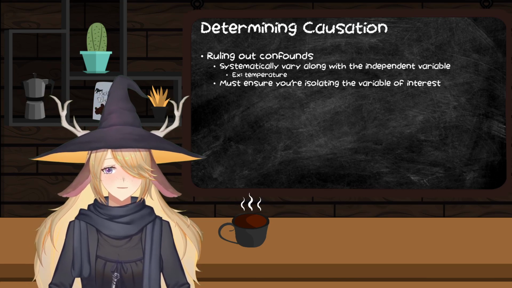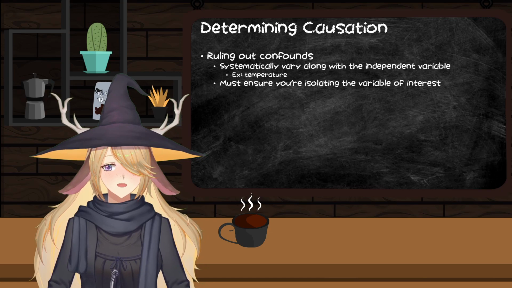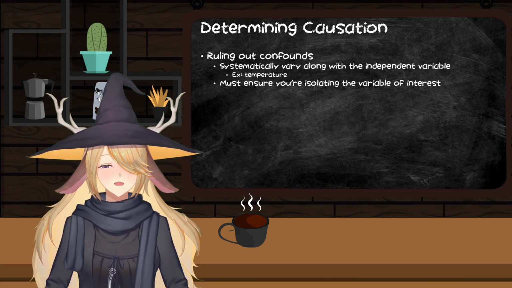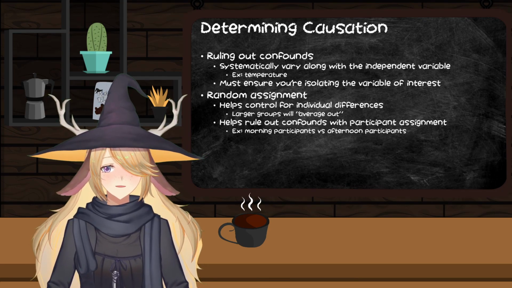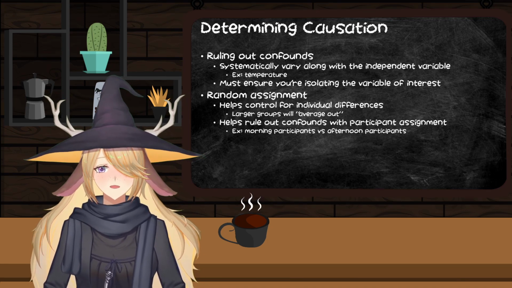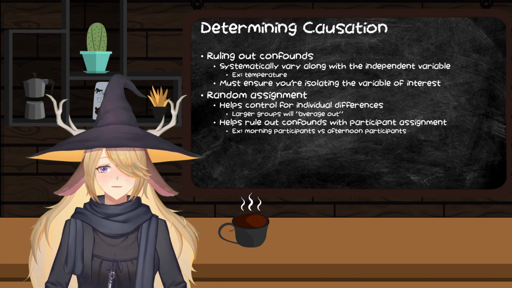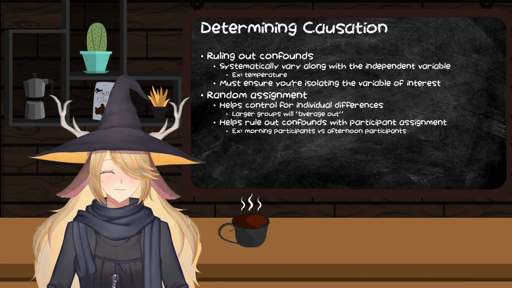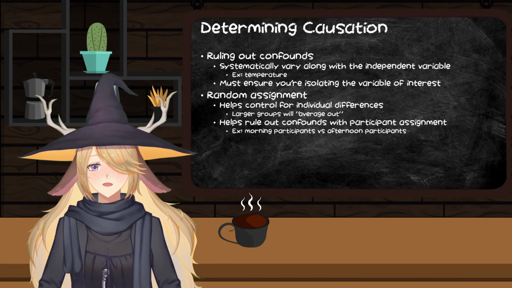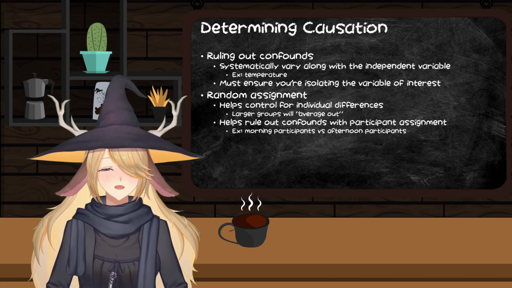This rules out confounds because we're able to systematically vary the independent variable while also isolating variables of interest, especially in a laboratory where we can hold things constant. And in terms of controlling stuff like individual differences, we can use something called random assignment. That is to say, we have an experimental group and a placebo group, a control group.